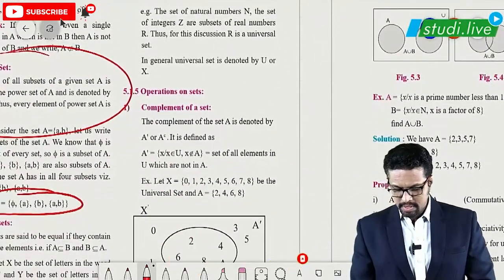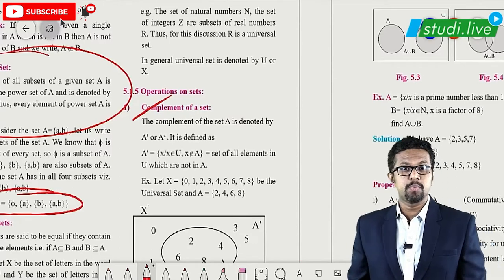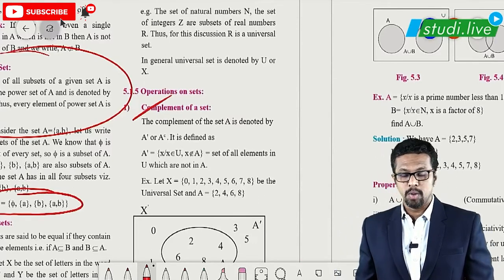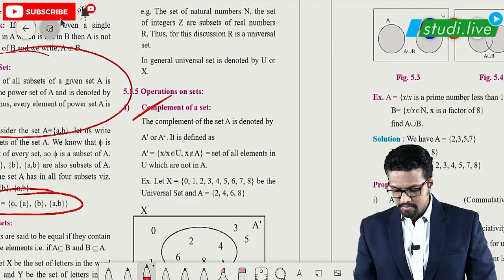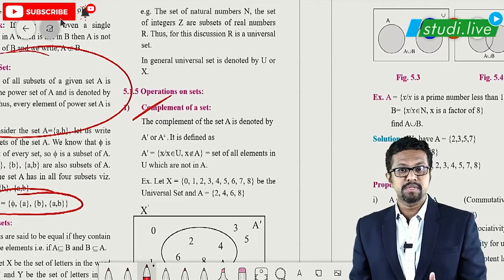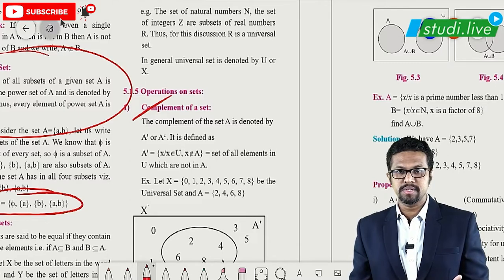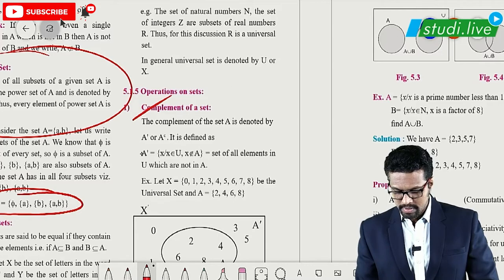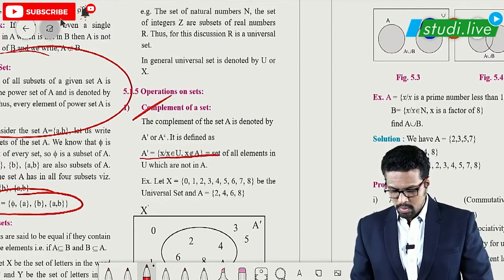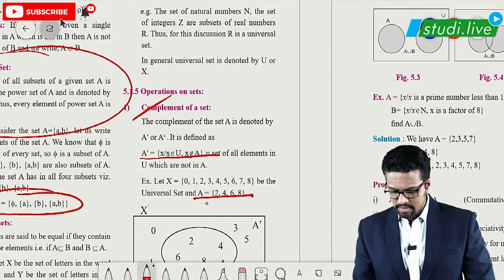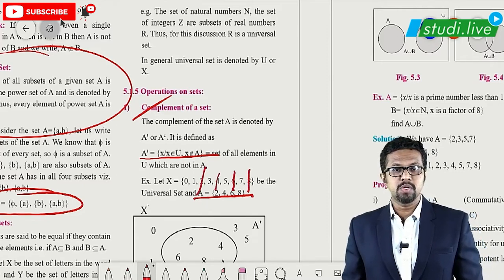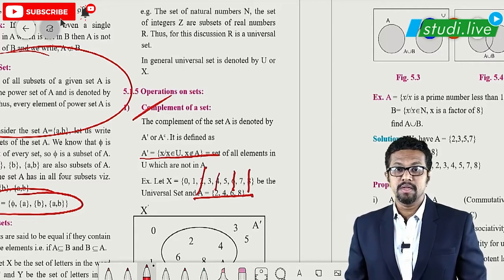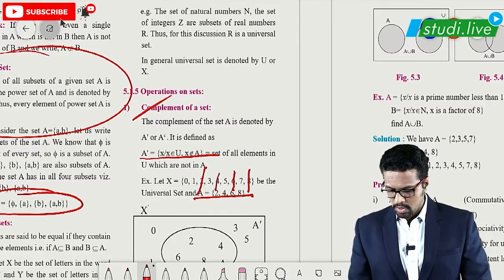Next we have the complement of a set. This is about the operations on sets. What is a complement? It is all the elements of the universal set with the elements of A removed. All the elements in the universal set, removing the elements of A, form a set called A complement. This is the definition given for A complement. In the example, if I remove 2, 4, 6 and 8, the remaining elements 0, 1, 3, 5 and 7 are the elements in the complement. That would be A complement.